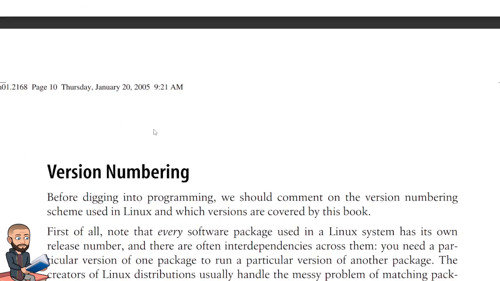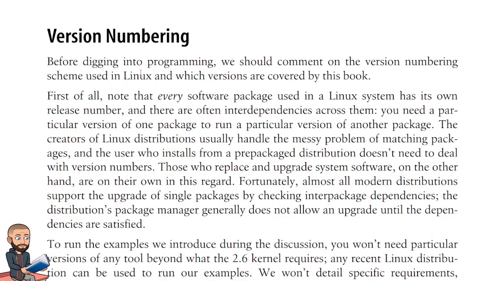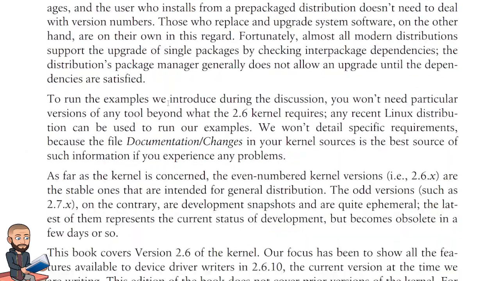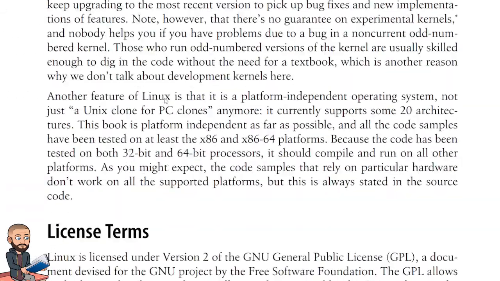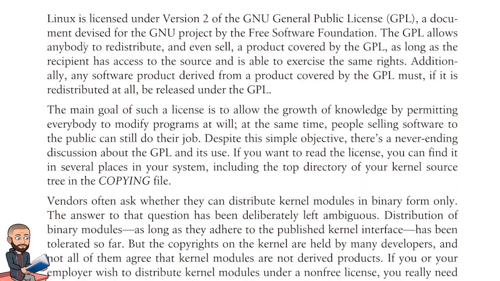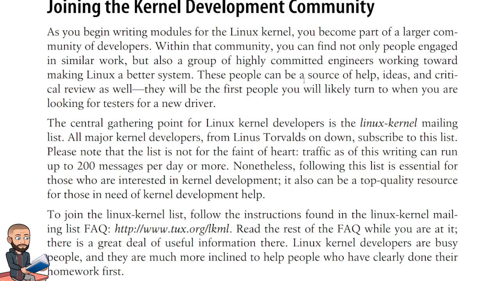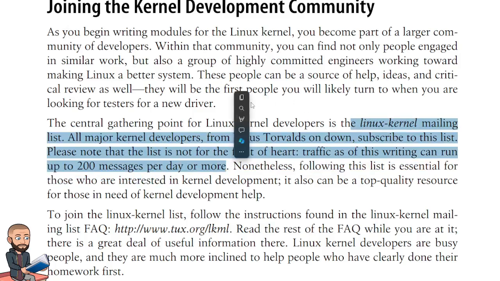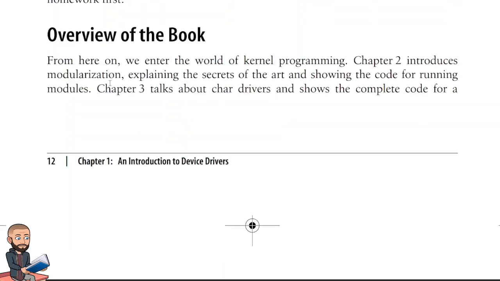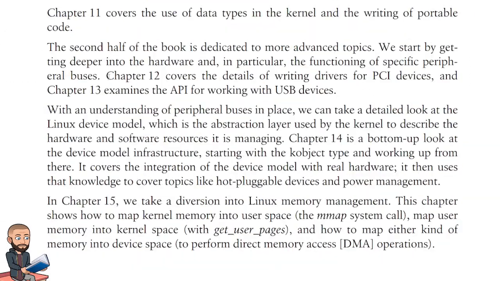Okay, so I think you guys would forgive me for skipping this section on version numbering. Is this how they're going to end chapter 1? Okay, they'll go into licensing terms, something also very skippable for me. Okay, yes, the kernel mailing list can have quite a few messages per day. And then the overview of the book we will also skip.